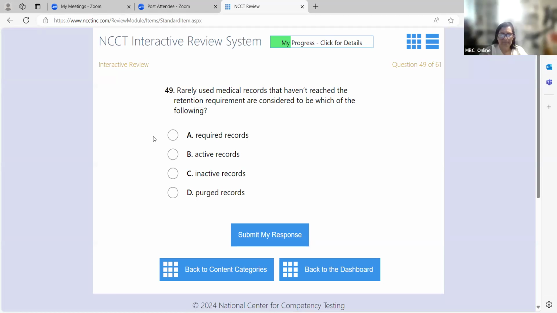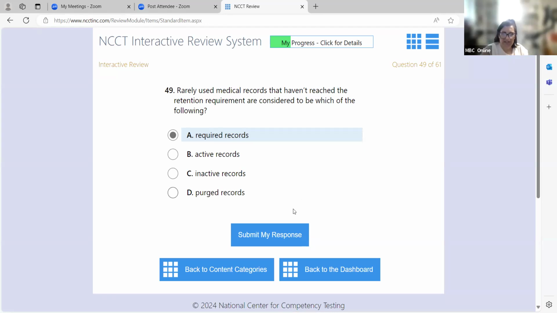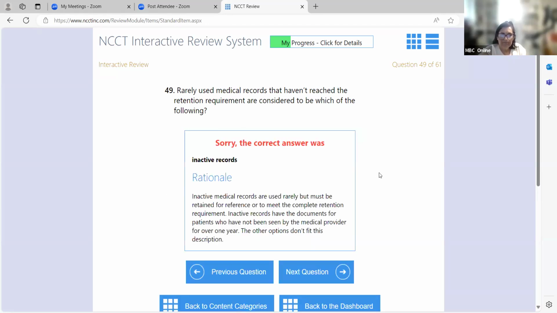C. A, D. I'm guessing C. We got A, D, and C. So we all know it's not active records because we just had that one. So it's inactive records. Just think rarely: if they're rarely used, they're considered inactive.